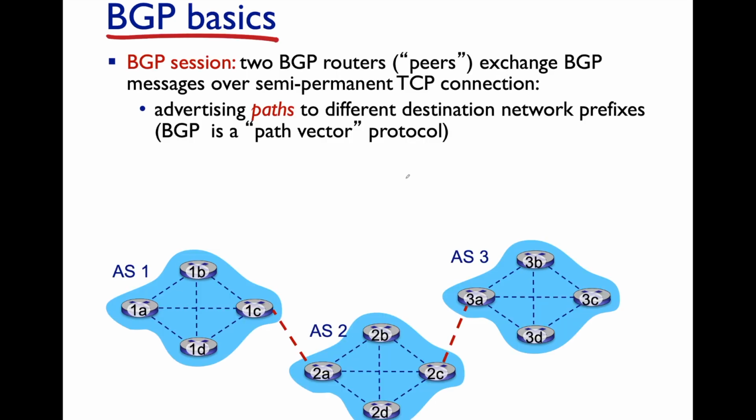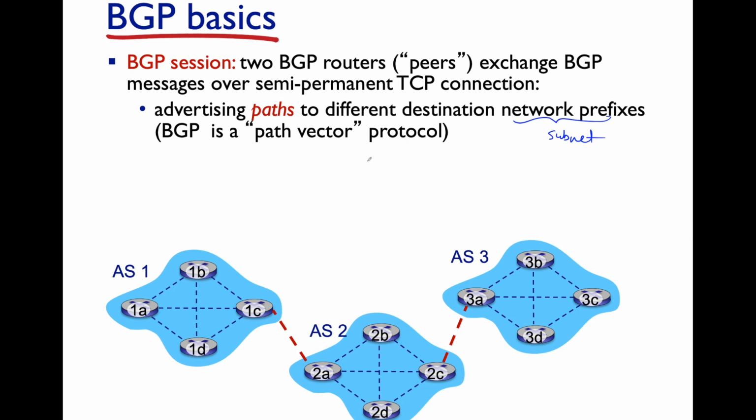Okay, so let's say we have a BGP session and we have two BGP routers, we call them peers, and they're exchanging BGP messages over a TCP connection. Now, this TCP connection is generally a persistent connection. They leave them open because they're going to exchange these eBGP and iBGP messages frequently across their connections. And so what happens in this BGP session? They're going to advertise paths to different network prefixes, i.e. a subnet. So you can think of a network prefix as a subnet, and what it has is a path vector.